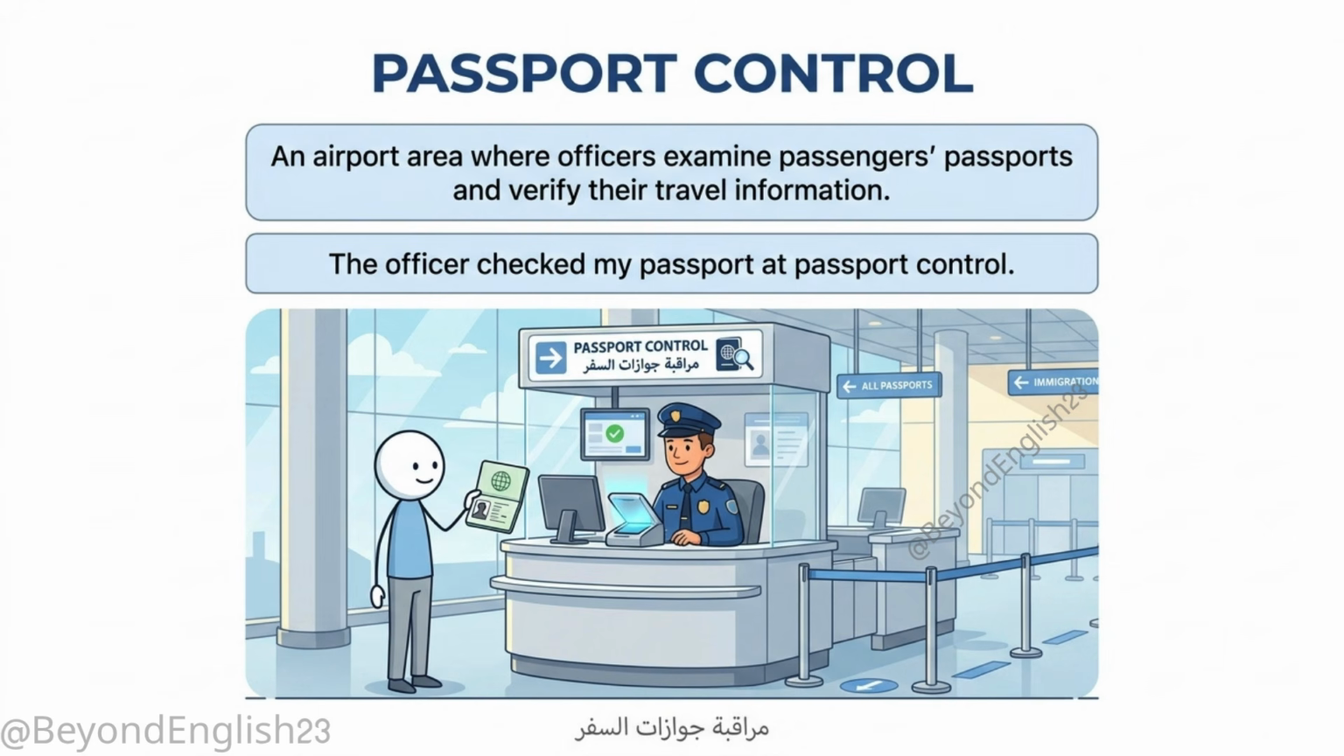11. Passport control. Passport control is the area where immigration officers check passengers' passports and travel documents to verify their identity and permission to travel. Example, the line at passport control was longer than expected.